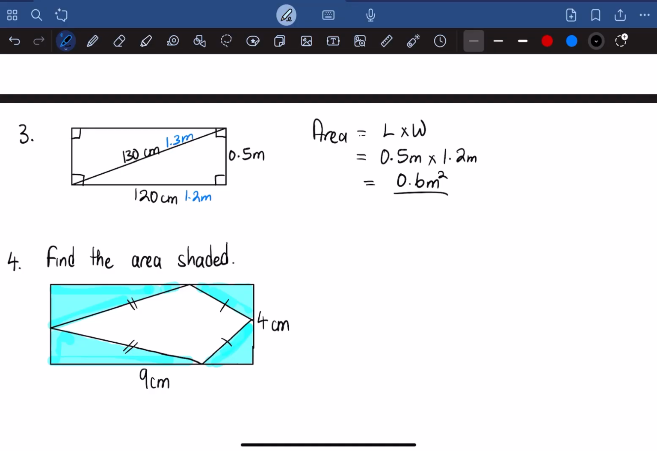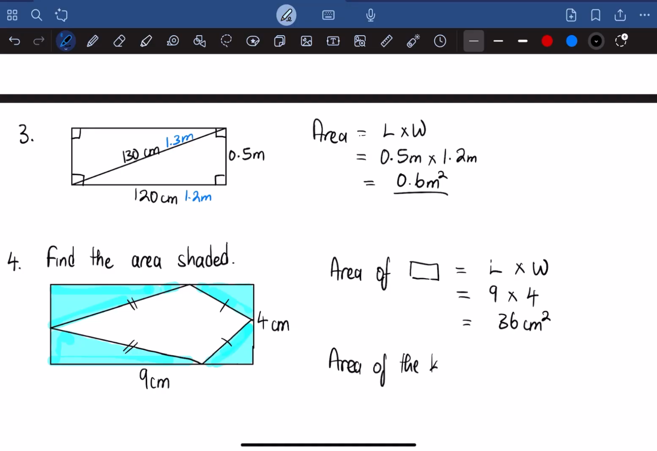So what we're going to do, we're going to start off by looking for the area of the rectangle, which is given by saying length times width. And from this we get 9 times 4, which is equal to 36 square centimeters. Then we find the area of the kite, which is equal to half A times B.